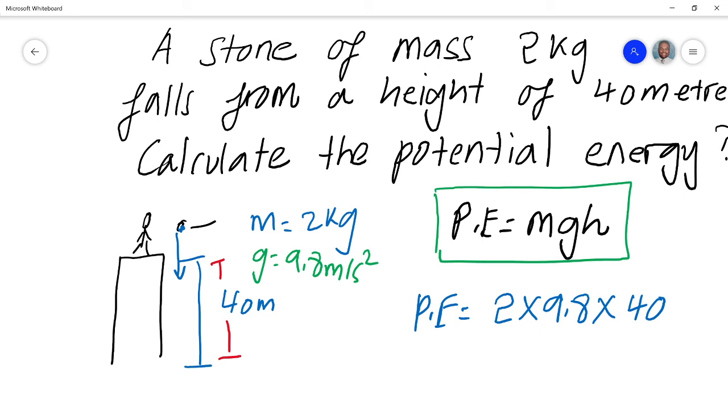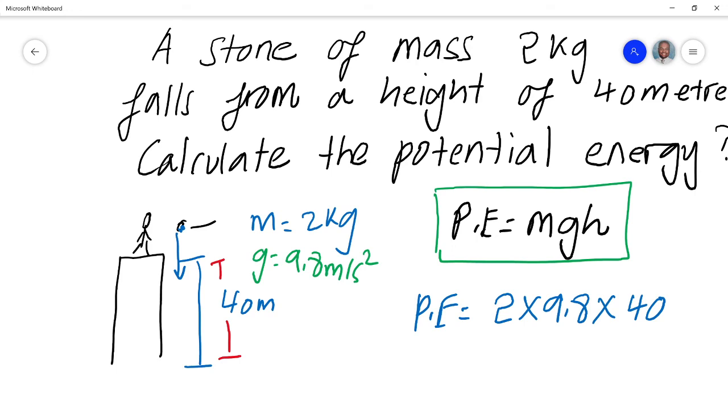So if you get your mass in grams, you need to convert that to kilograms. If you get your height in kilometers or centimeters, you need to convert that to meters. And acceleration due to free fall will always be 9.8 meters per second squared.